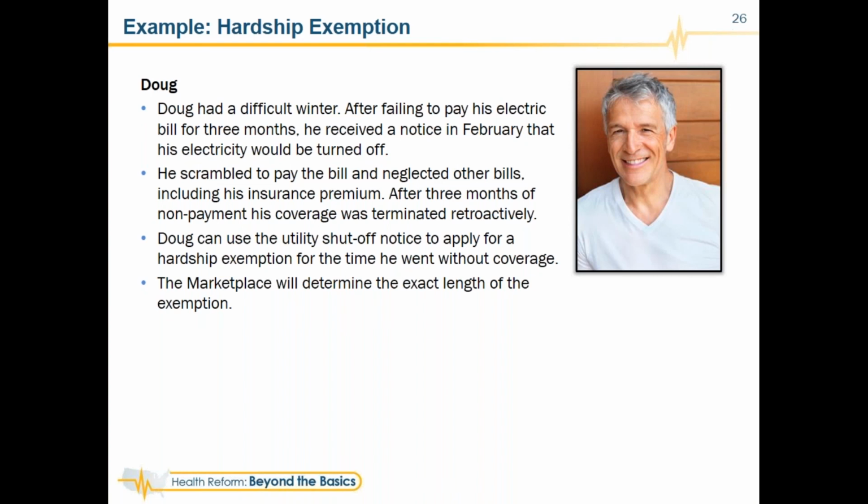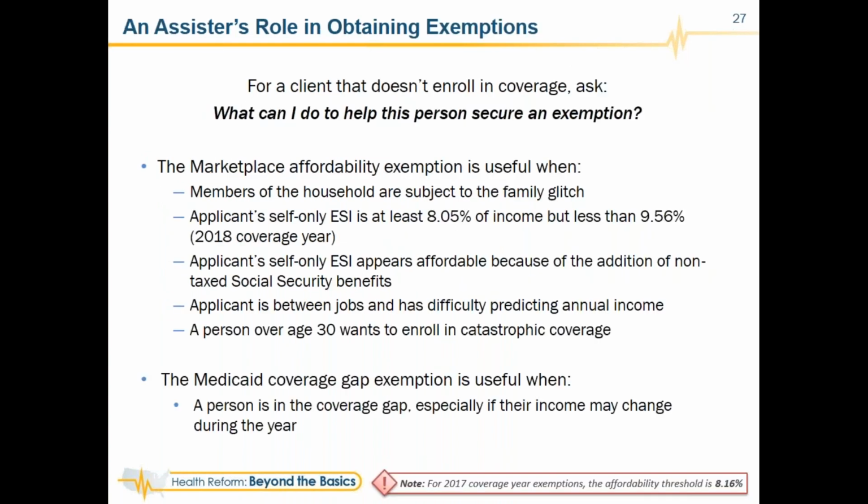The marketplace is going to determine the exact length of the exemption that they're going to grant him. But that's the kind of situation that someone might present to you in passing, and there is help there. You can direct them to fill out this hardship exemption form on their own time, and possibly get them in a better place. Of course, with a really short open enrollment period, there's not a lot of time to do much of anything, but you can still direct people, especially people in particular circumstances, to the exemption forms when they might really benefit from them.